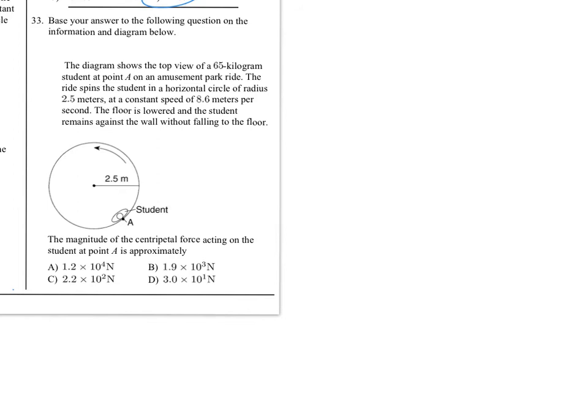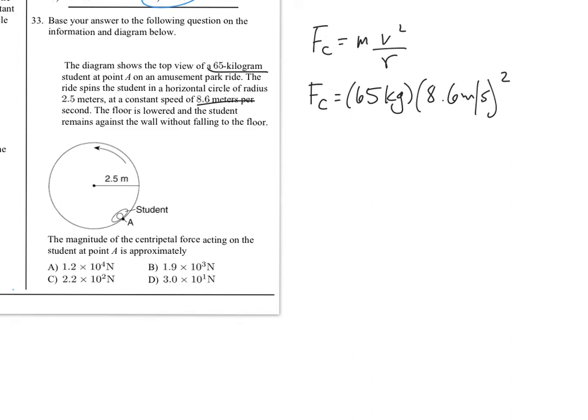Number 33 asks for the magnitude of centripetal force. Fc is equal to mass times the velocity squared over the radius r. So our centripetal force is going to equal our mass of 65 kilograms. Our velocity is 8.6 meters per second. Don't forget to square that. And our radius r is 2.5 meters.